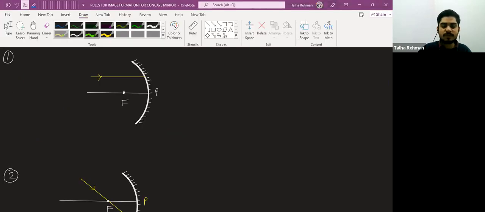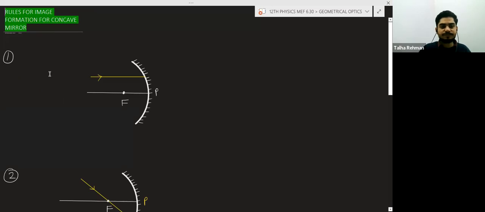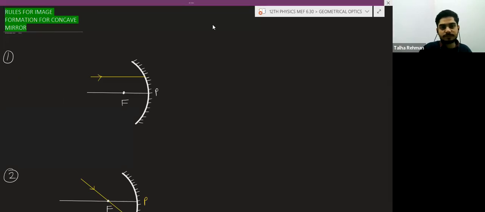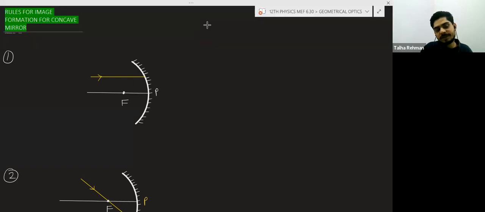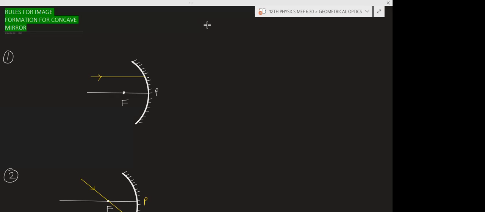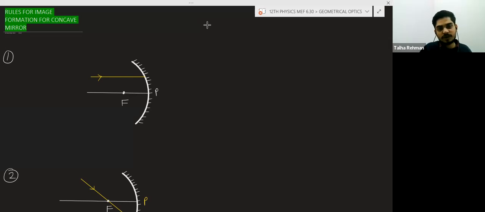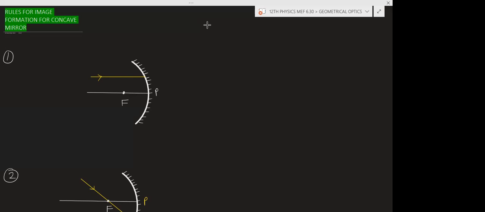Okay, the first rule is that this ray of light, this is the principal axis, you know. Uh, Nafisa, are you getting the cursor motion? This plus sign motion? No, sir, it's not moving now. It's not. Now also it's not moving. No. Okay.